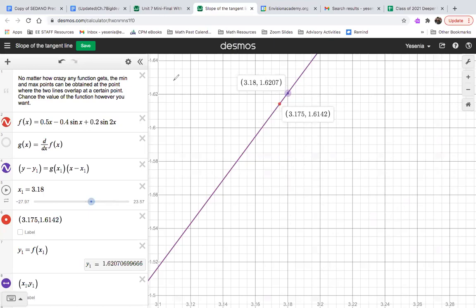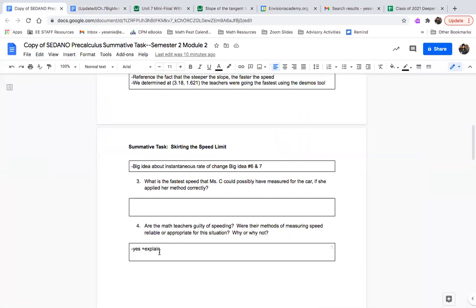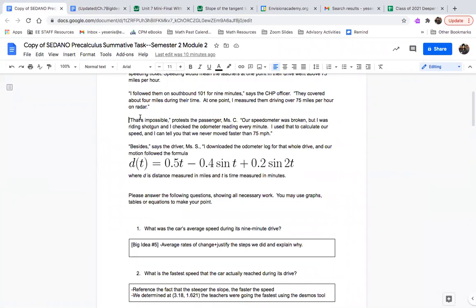Okay. Now, number 3 is the question that we want to do. We already tackled question 2 and also question 4, so it's just basically number 3. It says, what is the fastest speed that Miss C could have possibly measured for the car if she applied her method correctly? Remember, Miss C was saying, no, we weren't speeding. She said that, yes, the speedometer was broken in the car, but she was riding in the shotgun seat and checking the odometer.